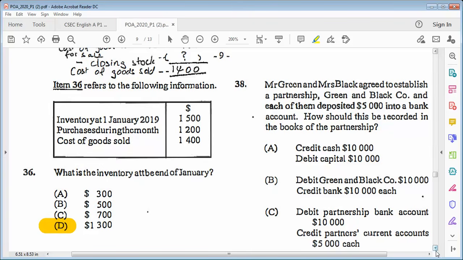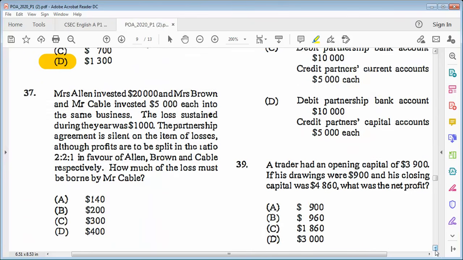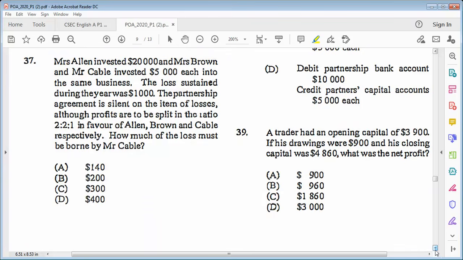Let's go on to number 37. It says Mrs. Allen invested $20,000 and Mrs. Brown and Mr. Cable invested $5,000 each into the same business. The loss sustained during the year was $1,000. The partnership agreement is silent on the item of losses, although profits are to be split in the ratio 2 to 2 to 1 in favor of Allen, Brown, and Cable respectively.